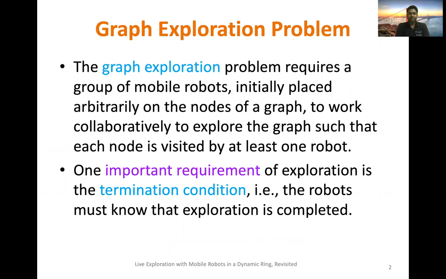So the graph exploration problem is a very well known and well studied problem in the context of mobile robots. Basically, you are given a graph and a group of mobile robots initially distributed arbitrarily on some nodes. The goal is to explore the graph, that means each node must be visited by at least one robot. In doing so, one important requirement is the termination condition. That means the robots must know that the exploration is completed and they can terminate.